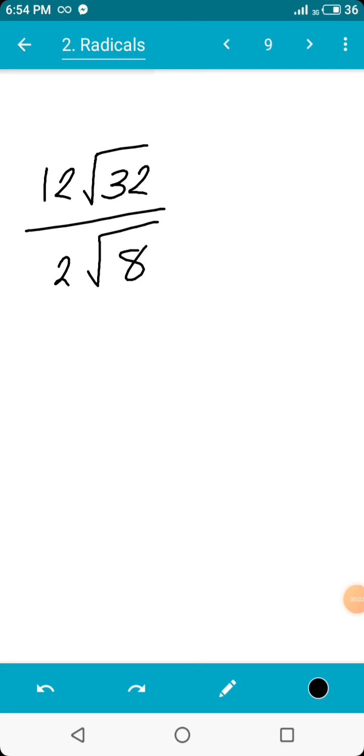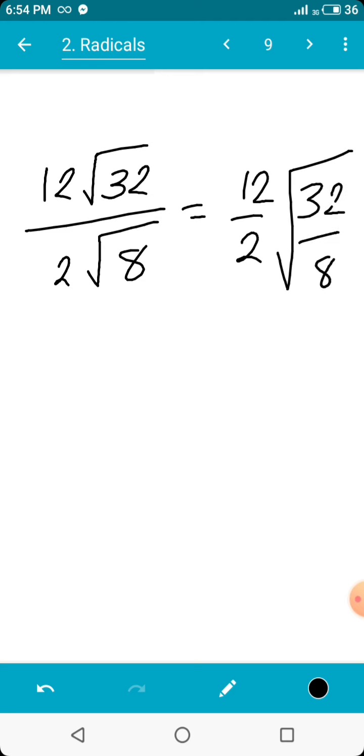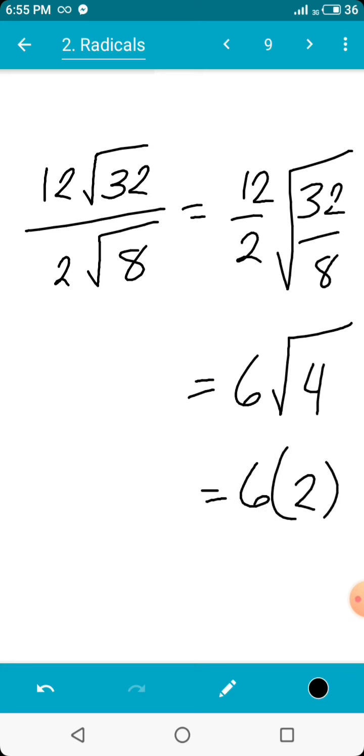Okay, so let's simplify this. 12 square root of 32 over 2 square root of 8. So, we know that we can write it as 12 over 2 times square root of 32 over 8. Okay? So, to answer this, 12 divided by 2, that's 6. And 32 divided by 8, that is 4. And we know that 4 is a perfect square, so we can simplify pa. So, 6 square root of 4, the square root ng 4 ay 2. And then, let's multiply it by 6, and the answer is 12.